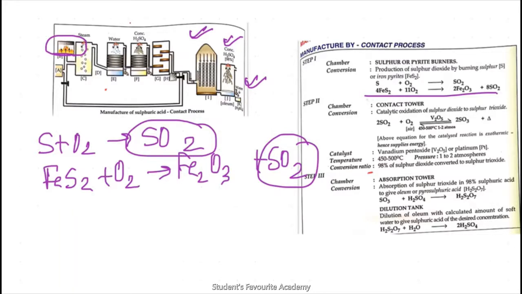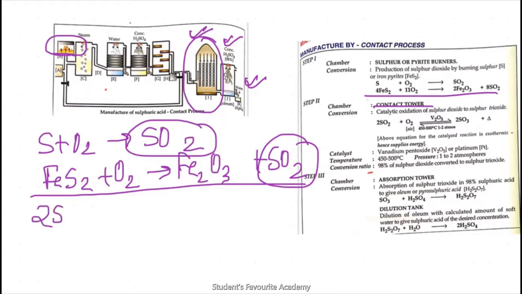This process goes on. And then what happens in the next process, children? The next one is called chamber conversion. Now what happens here, children? In this chamber conversion, this is the contact tower. Here, as we know, what is the reaction? This is the most important reaction in the entire contact process, children. You need to remember this particular reaction, because here there is a certain temperature and a certain pressure which is applied. So it is very important for you to remember this.